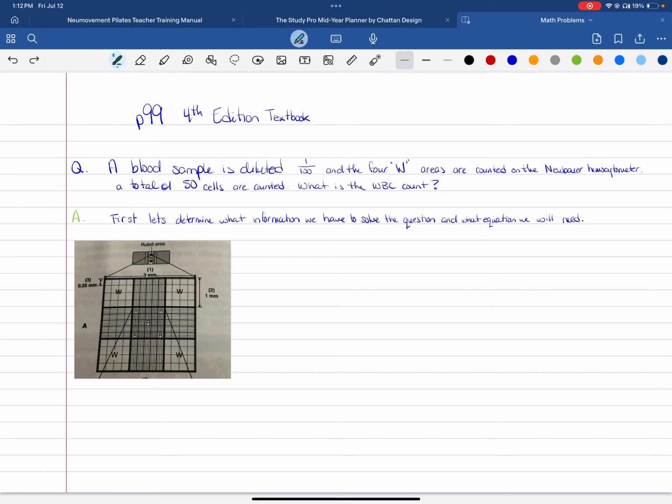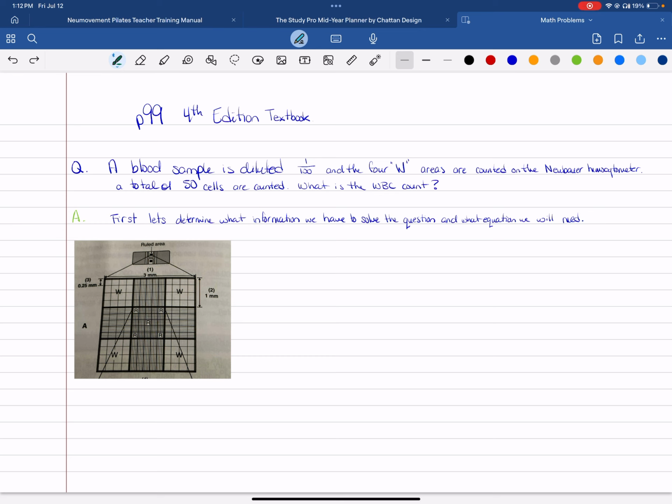Okay. On page 99 in Chapter 8, Dilutions of the 4th edition textbook, we have a hemocytometer question. The question is: a blood sample is diluted 1 in 100, and then 4 W areas are counted on the Neubauer hemocytometer. A total of 50 cells are counted. What is the white blood cell count?